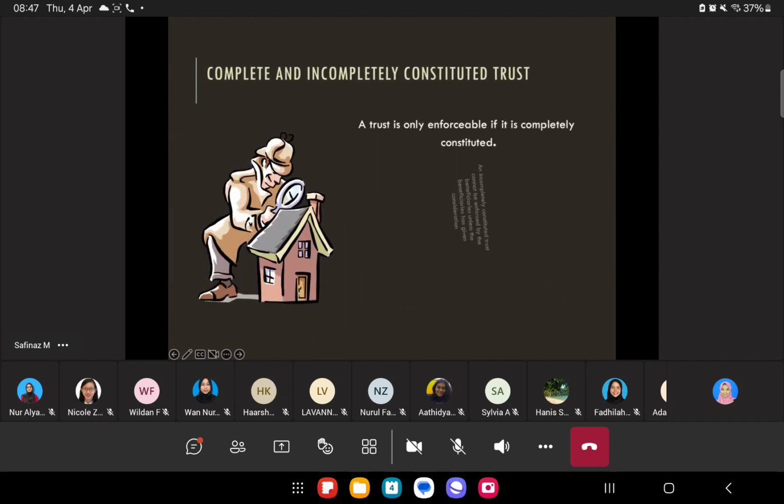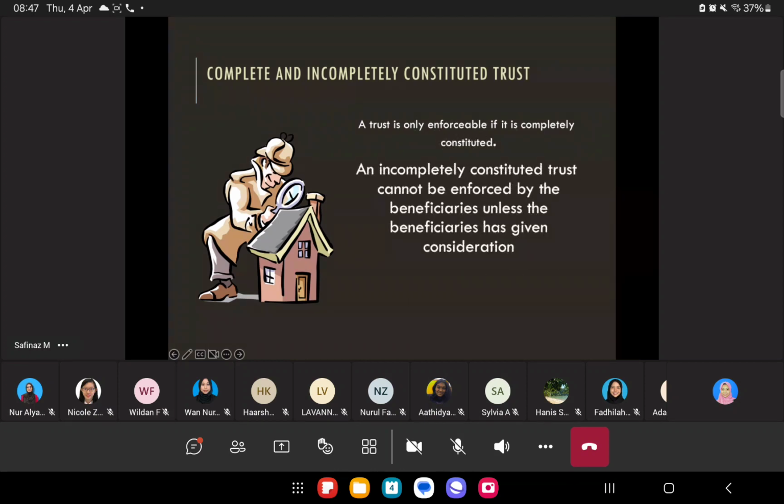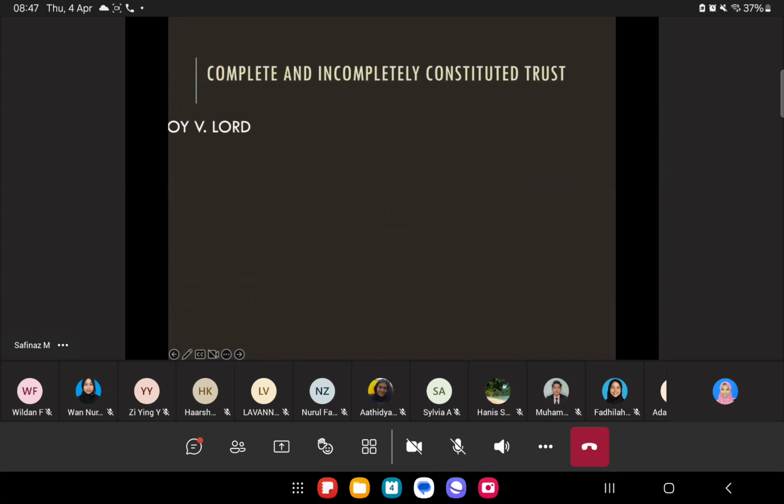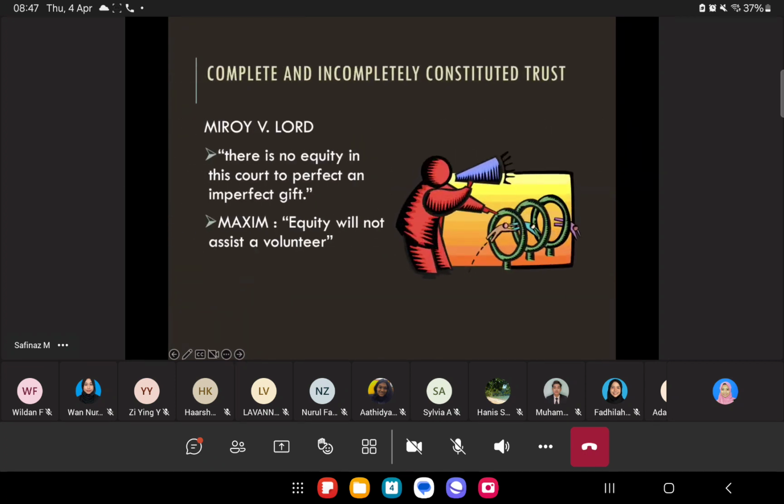So now we look. Okay. A trust is only enforceable if it is completely constituted. An incompletely constituted trust cannot be enforced by beneficiaries unless the beneficiaries have given consideration. In Milroy and Lott, there is no equity in discord to perfect an imperfect gift, and the maxim of equity will not assist a volunteer will apply.